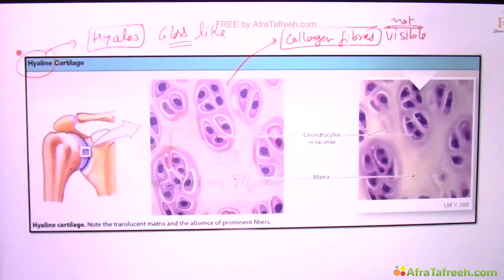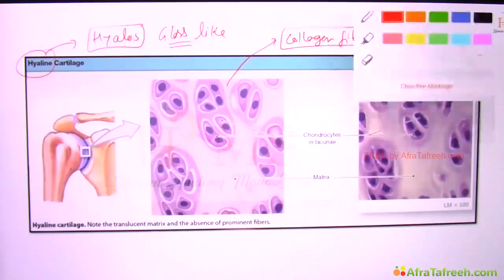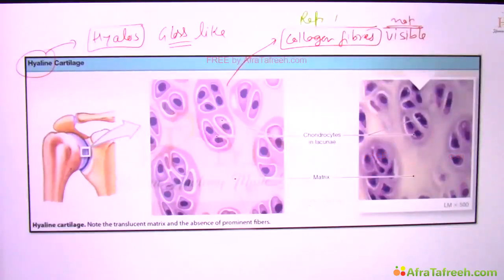See, hyaline cartilage is called hyaline, hyalose, glass-like because the collagen fibers, despite the fact they are present there, are not visible. It's an optical illusion. But why is there an optical illusion? Because the refractive index of the collagen fiber is the same as the refractive index of the matrix. And since the matrix has the same refractive index, the collagen fibers become invisible to the human eye. That is why we call it hyalose.